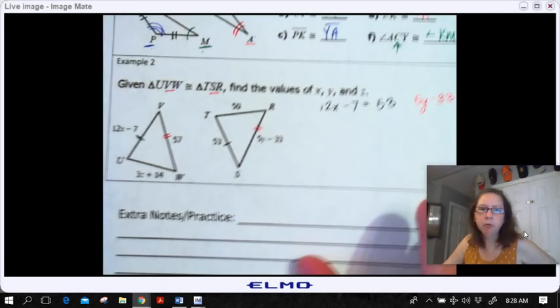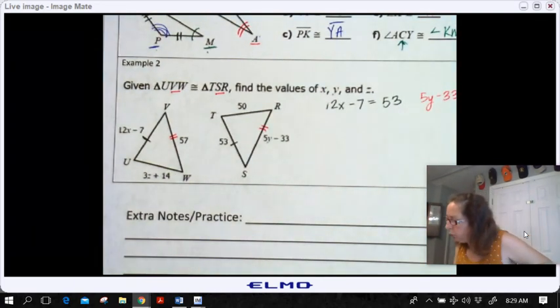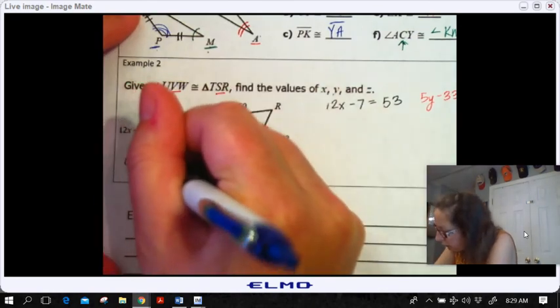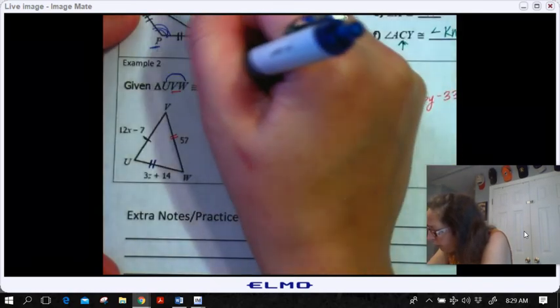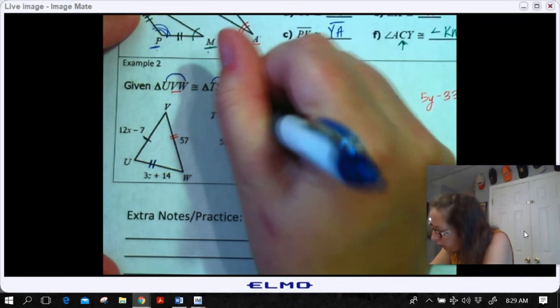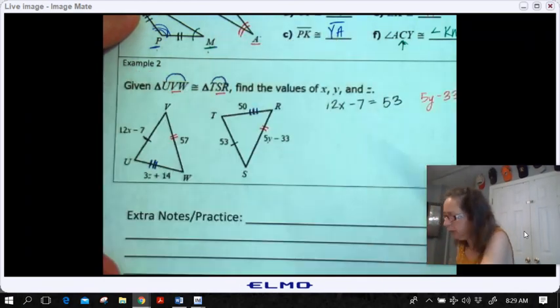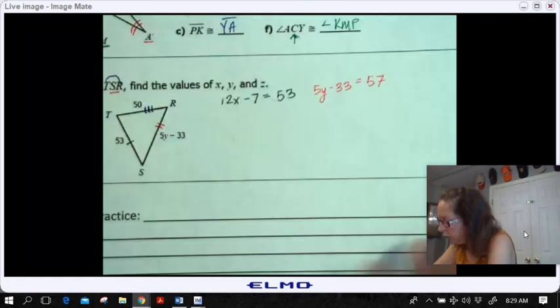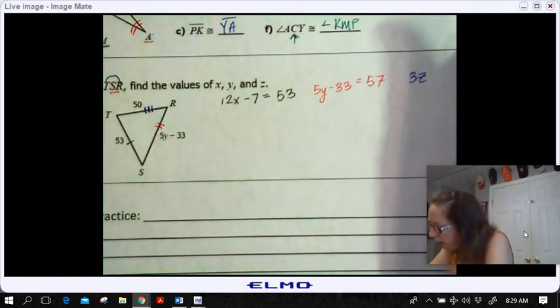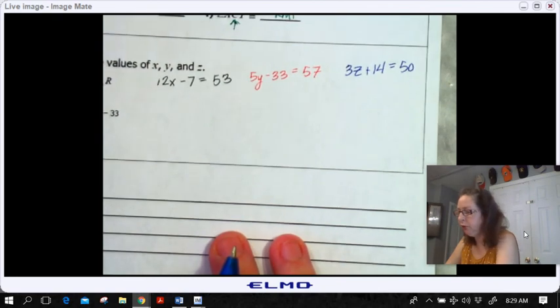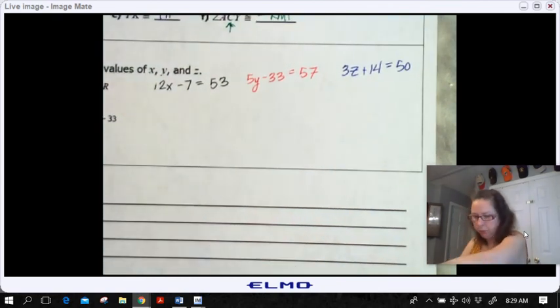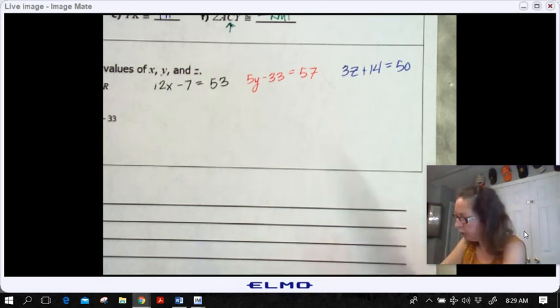And I'm going to scooch my paper over in a second. And then in blue, I've got UW is congruent to TR, which is this side down here. So that is 3z plus 14 equals 50. So I've now used the congruency statements to set up these three equations to solve. So let's go ahead and start to solve these.